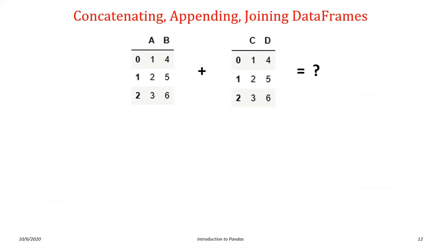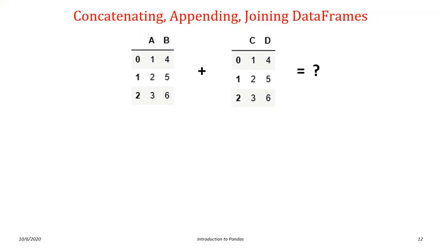And so the notion of concatenation, here's a basic example. Suppose I have two data frames. So I have my data frame with columns A and B, and I have row values 0, 1, 2, and then I have the corresponding values in this data frame, and I want to concatenate, or add that to the second data frame.